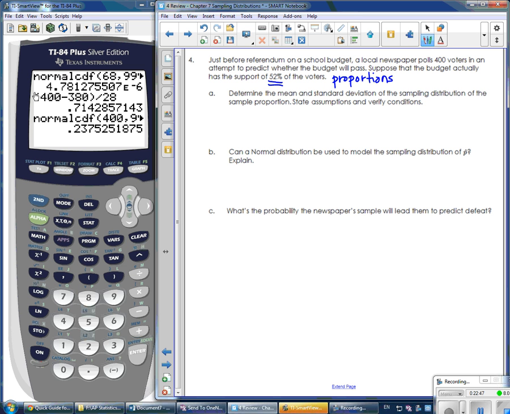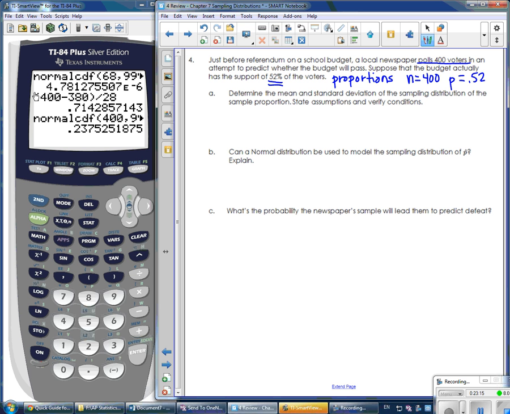And so notice that I've got a poll of 400 voters. That gives me my n. So I'm just going to jot down the information that I'm given in the problem. I also know that the budget actually has the support of 52% of the voters. That's describing the whole population. So that's going to be my p, my population parameter, which is going to be 0.52. Do not forget to change your proportions into decimals. So that's the information that I'm given.